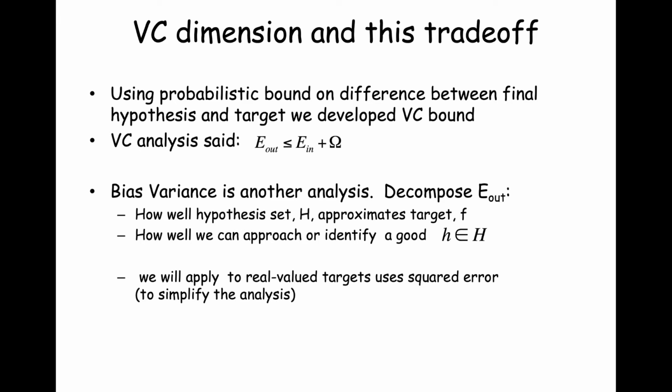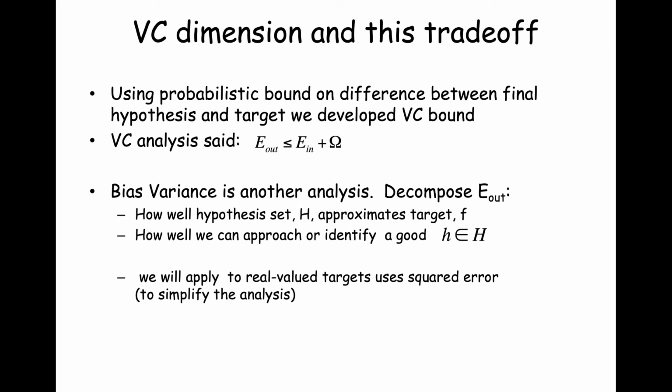And so the bias variance is a competing analysis, and it decomposes your out-of-sample error into two things: an expression of how well the hypothesis set is able to approximate your unknown target function, and how well you can approach it or identify, search for a good working hypothesis drawn from your hypothesis set.